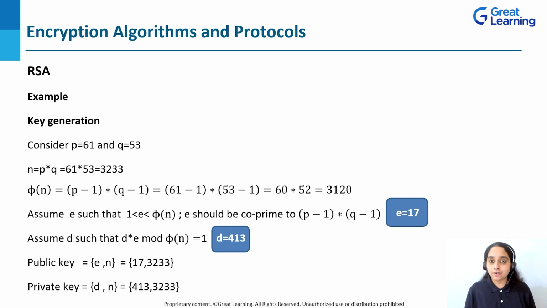Next, we have to assume the value of d such that d into E mod the Euler's totient function is equal to 1. One such number is 413. Now we got the values of E and D. So the public key is E comma N, that is 17 comma 3233. The private key is D comma N, that is 413 comma 3233.